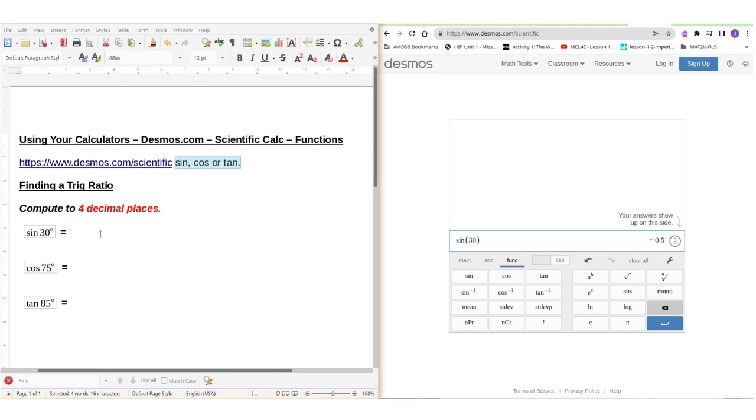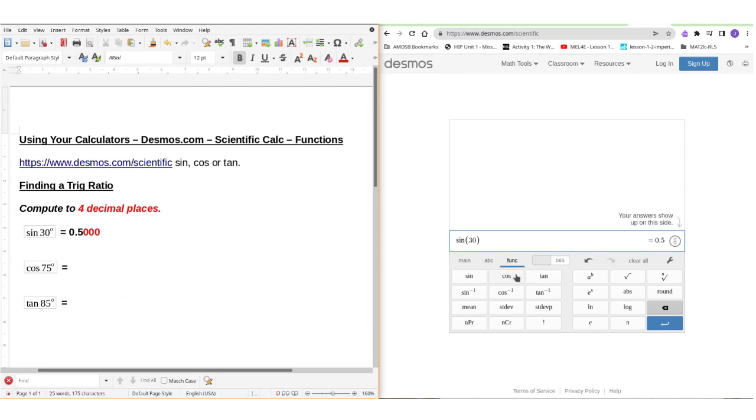Now, I'm telling you here that you got to compute this to 5 decimal places, right? So, sorry, to 4 decimal places. So if you have 0.5, we're literally just going to make sure that we add 3 more spots to it to make it 4 decimal places. So now, let's go and compute cosine of 75.